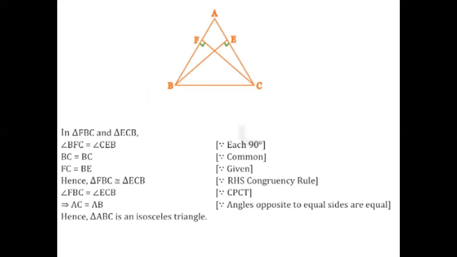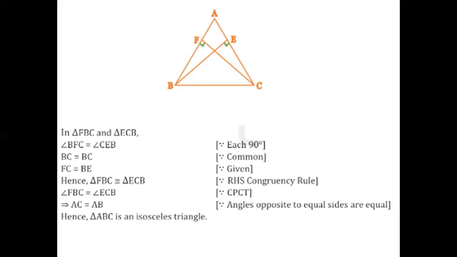Now, in triangle FBC and triangle ECB, I say it again, triangle FBC and triangle ECB, angle BFC is equal to angle CEB because both of them are equal to 90 degrees. At the same time, BC is equal to BC. That is their common side. And also it is given that FC is equal to BE. That is, the altitudes are equal to one another.